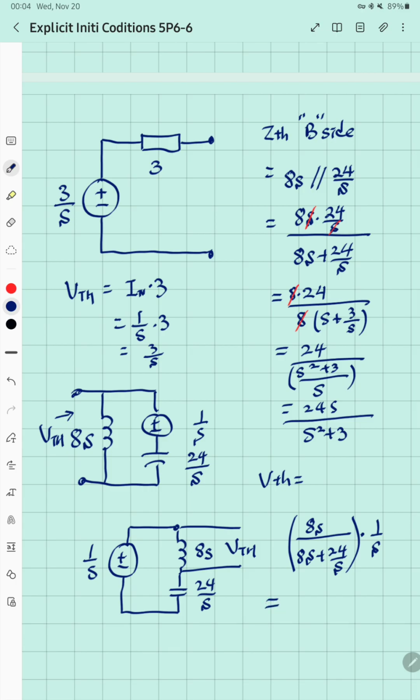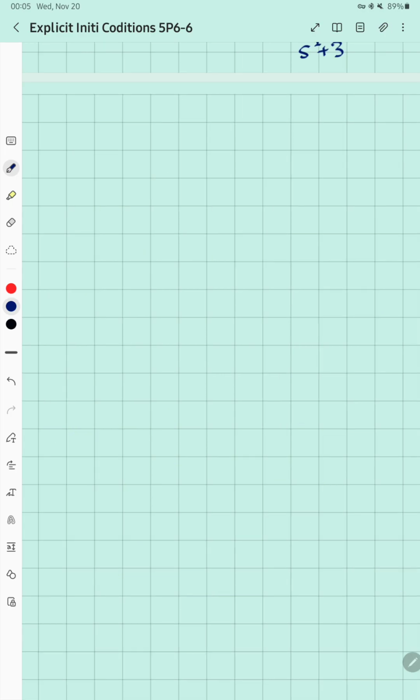So if you quickly calculate that, the 8 cancels out, and then this S cancels out. You end up with 1 over S plus 3 over S. But you multiply both sides by S, and you end up with S over S squared plus 3. That is your V Thevenin for the right hand side. So now putting it together, it will look like an equivalent circuit.